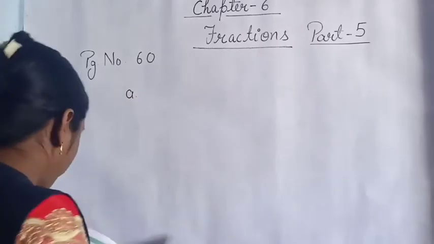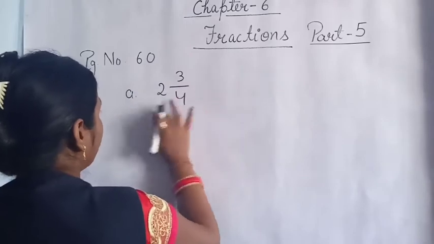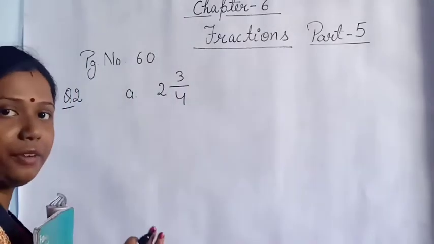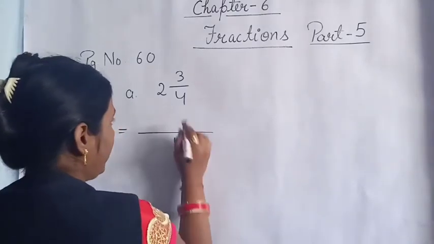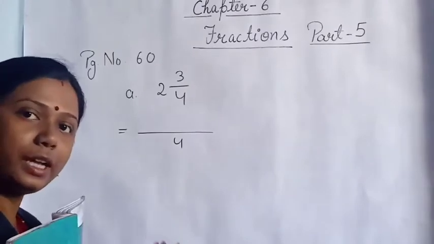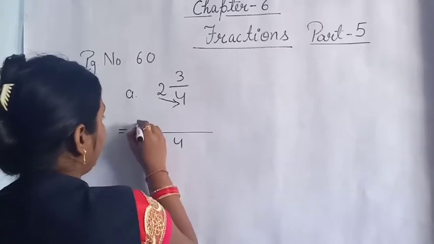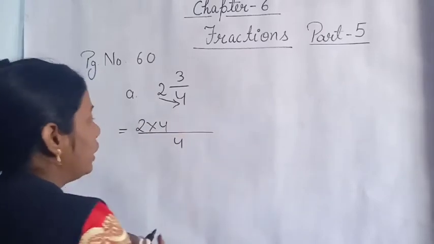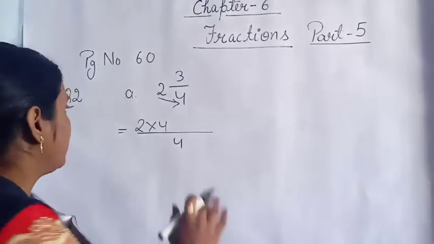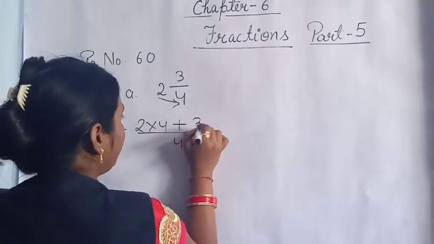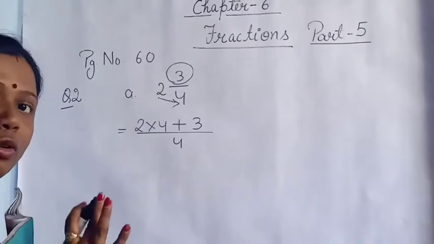The question is 2 3 by 4. This is the whole number, this is the fraction, this is a mixed fraction. Now, we will first write the denominator as it is. Then the whole number will be multiplied by the denominator, means 2 multiplied by 4. Whatever the whole number is, we will multiply it by the denominator and then we will add the numerator. This is the step which we have to follow.